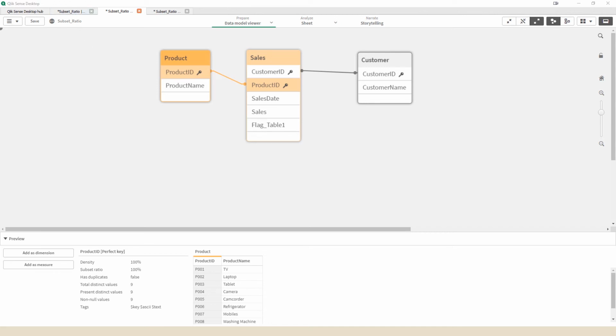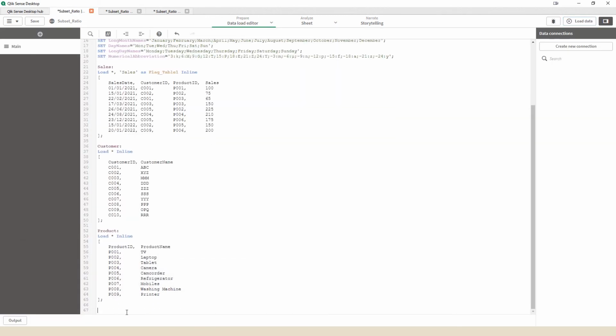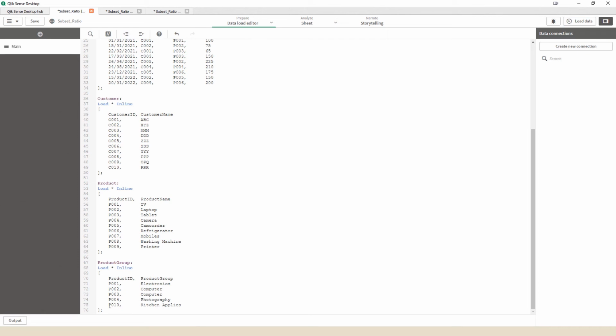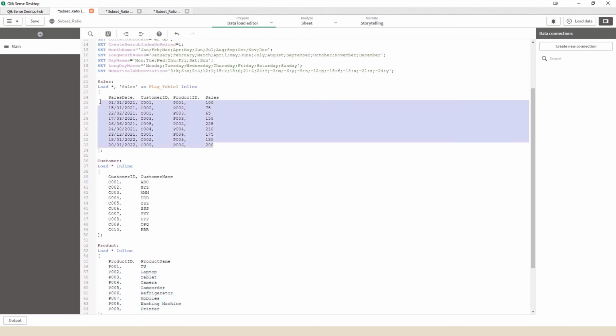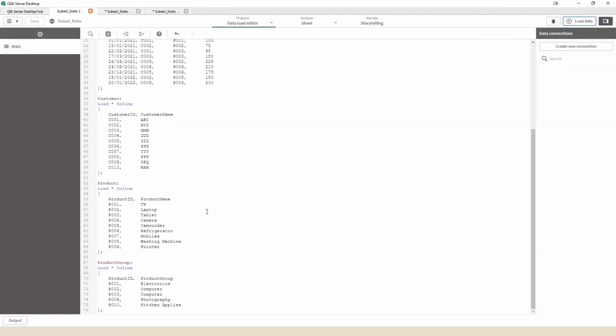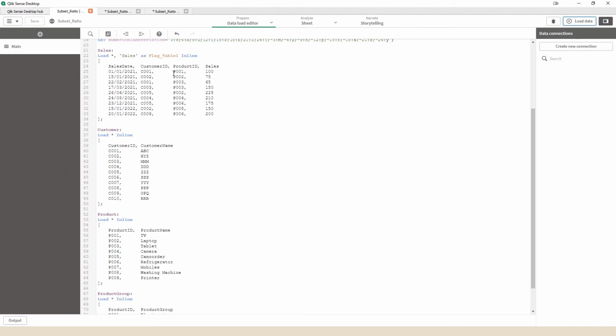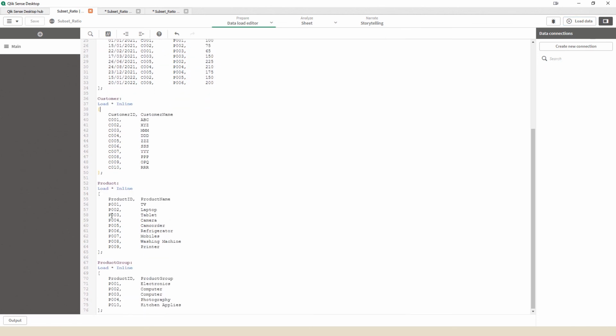Let's assume that we have one more table, a product group table. So I will add that table here. Now you can see we have product 10, which is not present here and which is also not present here. Let's reload the application. So now we have altogether 10 different product IDs in the entire data model. These product IDs are also a subset of this product ID, but number 10 is additional, which is coming from product group. So altogether we have 10 different product IDs.